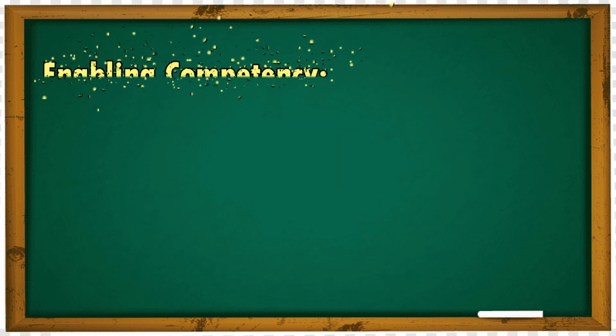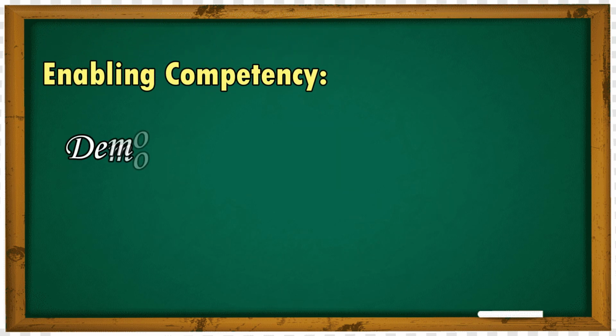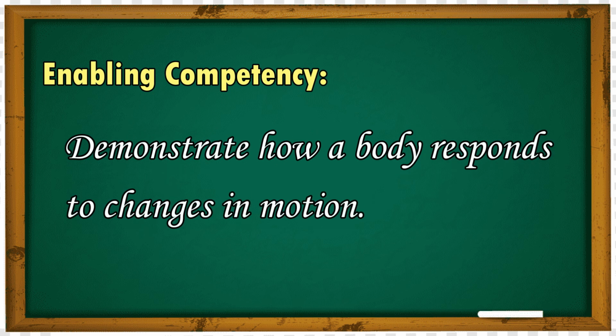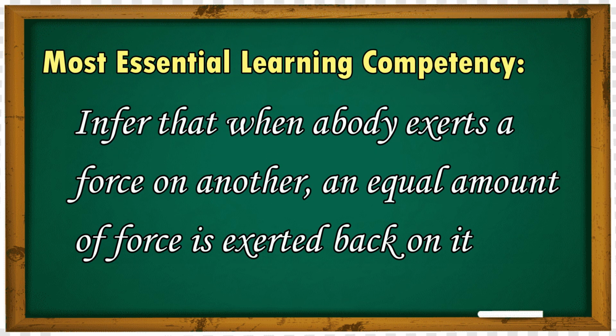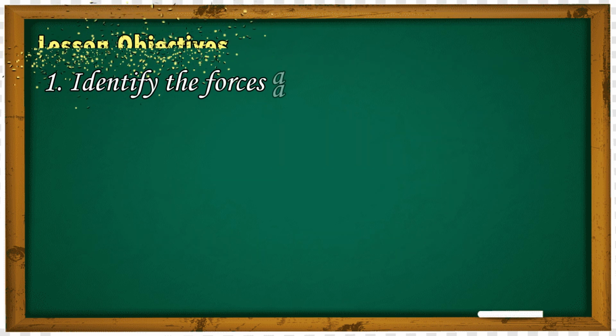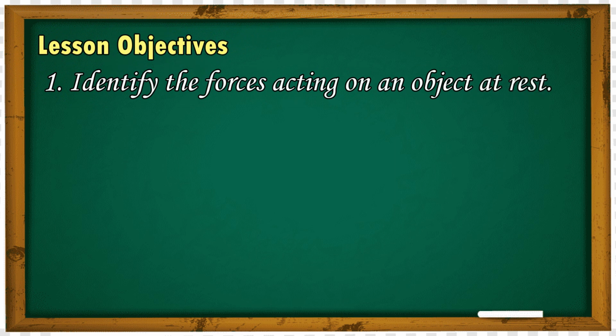Now, class, let us proceed to our new lesson. Enabling competency: demonstrate how a body responds to changes in motion. Most essential learning competency: infer that when a body exerts a force on another, an equal amount of force is exerted back on it. The lesson objectives are: identify the forces acting on an object at rest.